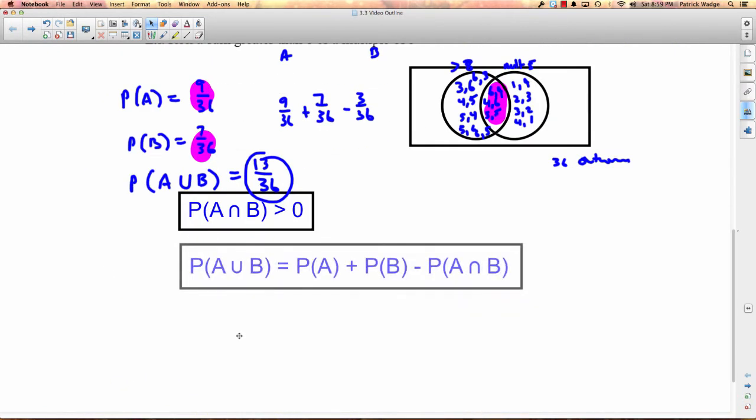But this is the very important formula. If you want to get the union of A or B, the probability of A or B, it's equal to the probability of A plus the probability of B, but that'll be too big because of the overlap, so then you subtract the probability of the overlap. Remember, this sign here is intersection, and it's "and", so these are elements that are in A and B, like the pink area here is in A and B.